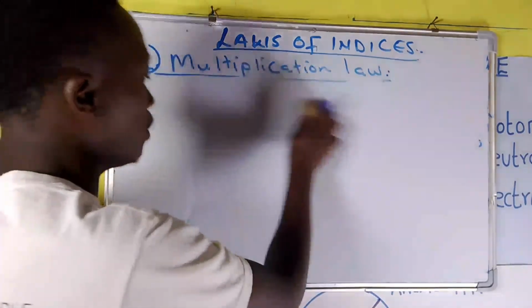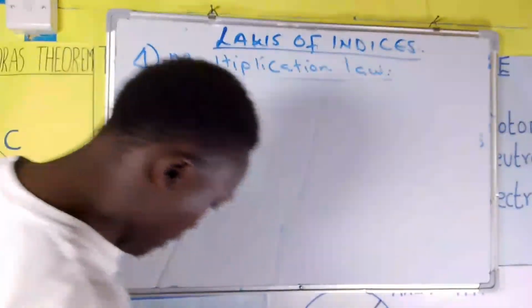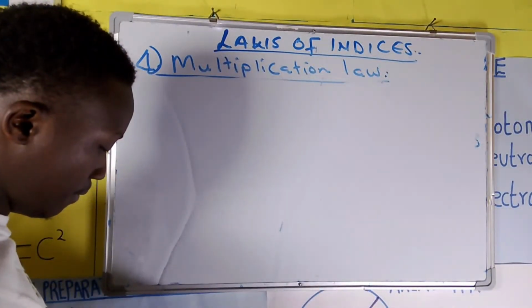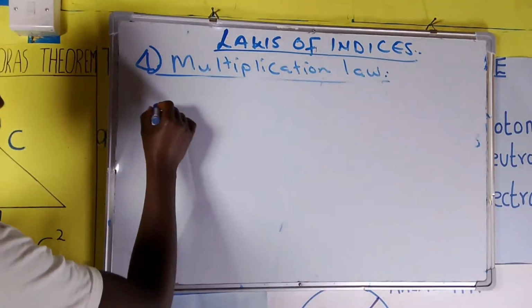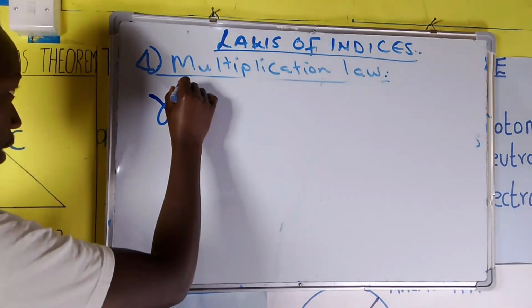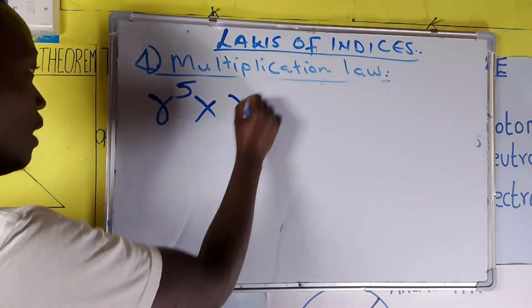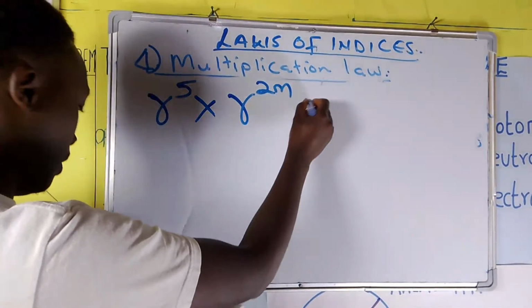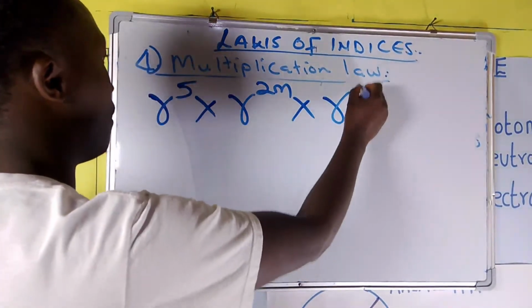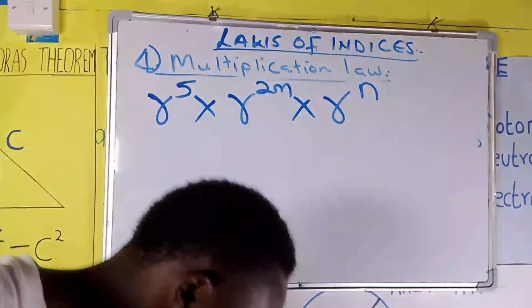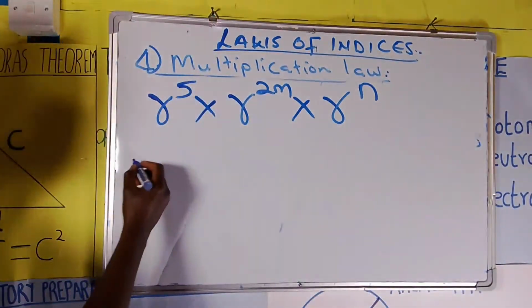Another question on multiplication law that we can have is r to power 5 times r to power 2m times r to power n. We can have that as a point of reference.